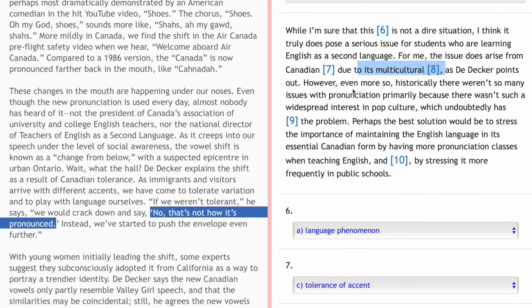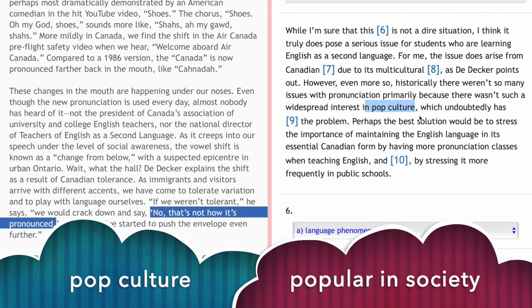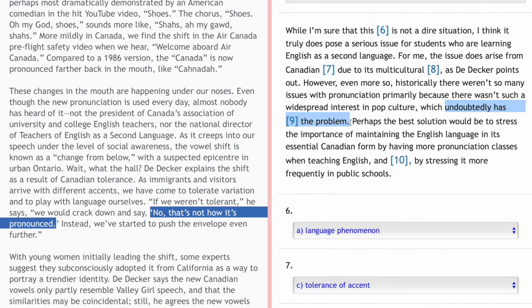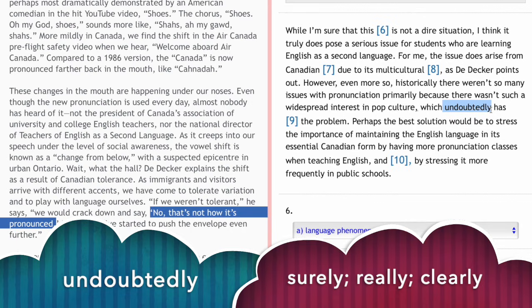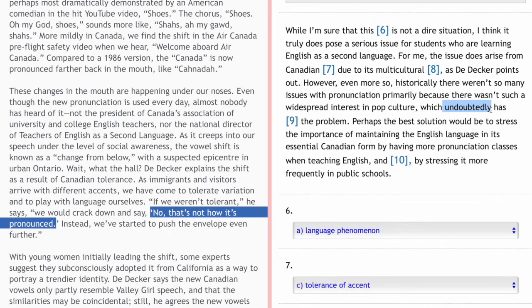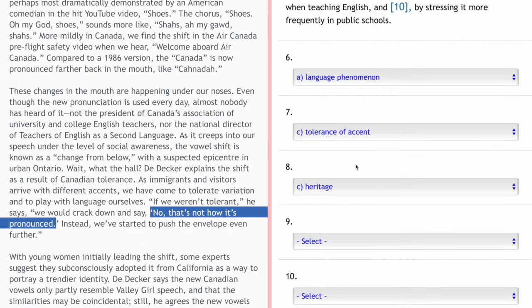However, even more so, historically, there weren't so many issues with pronunciation, primarily because there wasn't such a widespread interest in popular culture, which undoubtedly has the problem. Undoubtedly, for sure. Surely, clearly, undoubtedly. It's an adverb, right? Which undoubtedly has the problem.